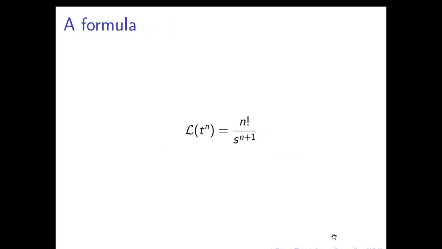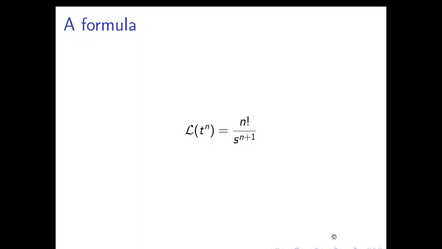Now, we can have a general formula. The Laplace transform of t raised to n is equal to n factorial divided by s raised to n plus 1. So if you have t cube, then the Laplace transform is 3 factorial divided by s raised to 4. s raised to 3 plus 1, that is s raised to 4. So that is 6 by s raised to 4.